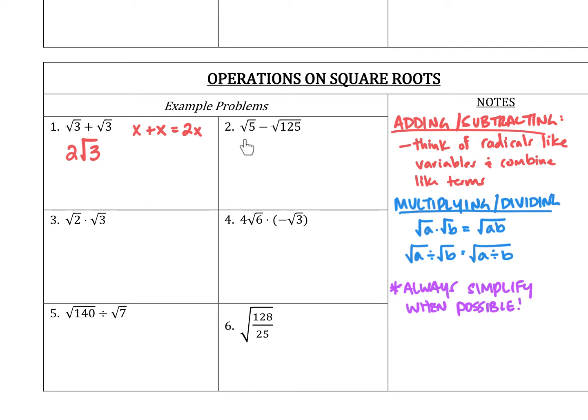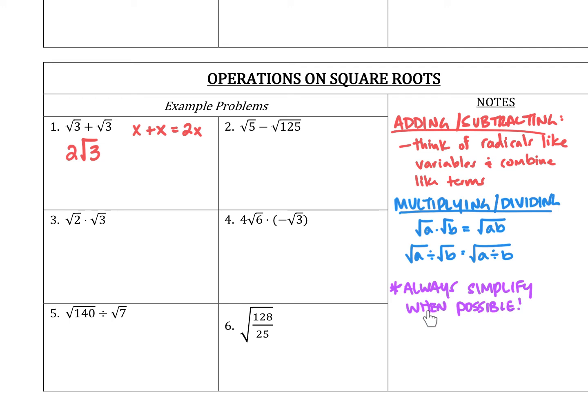Now in the second example, you can see we're subtracting, and this time it doesn't look like they are like terms. I said over here, combine like terms. What I mean by that is square roots of the same number. Square root 3 and square root 3, those are like terms. But here I have a square root 5 and a square root 125. I'm going to look at those and say those are not like terms because it's not the square root of the same number. 5 and 125 are two different numbers.